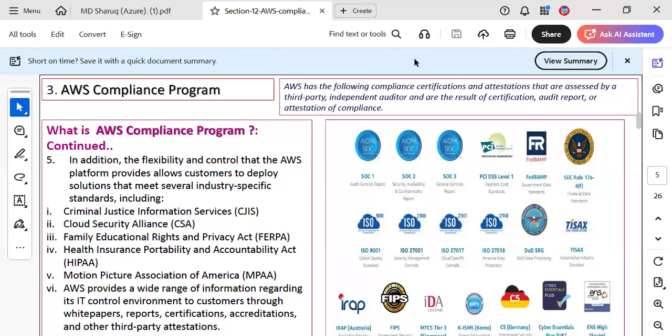So there is Criminal Justice Information Services for our federal departments. There is the Cloud Security Alliance, that is a compliance program, when you are following cloud security. Family Education Rights and Privacy Act is there. And then Health Insurance Portability and Accountability Act is there, HIPAA.